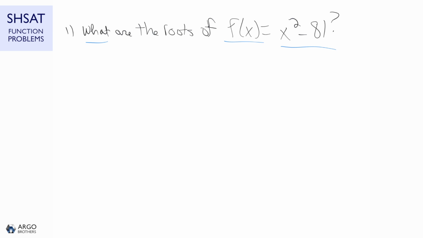What are the roots of this function? So f of x equals x squared minus 81. When they say roots, remember what the quadratic roots were. It was the x value or x values that we would plug in to get 0. So in this case, we want the x values that make f of x equal to 0. So all we need to do is set x squared minus 81 equal to 0.